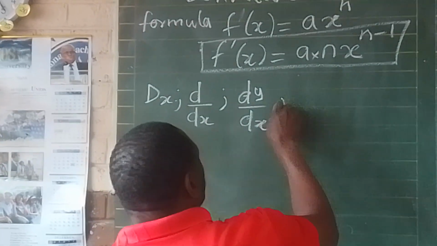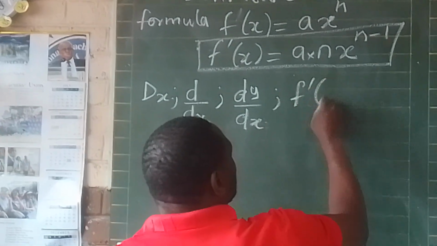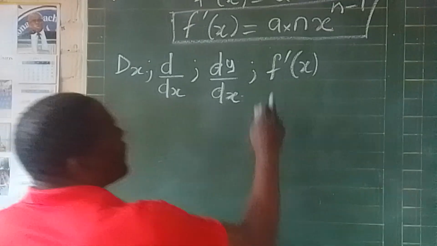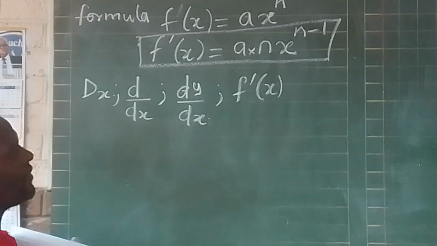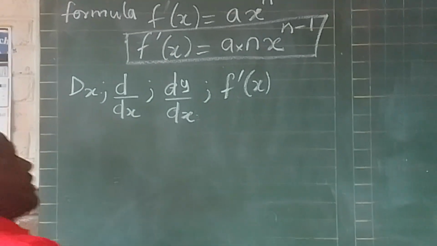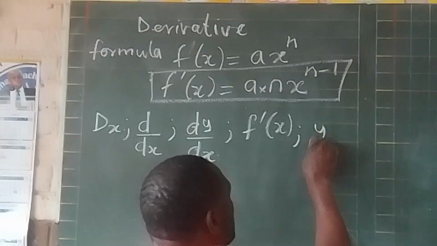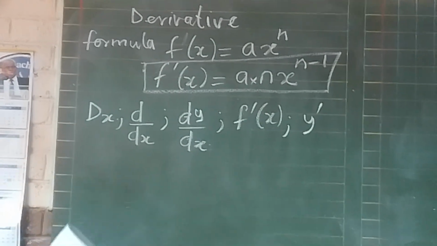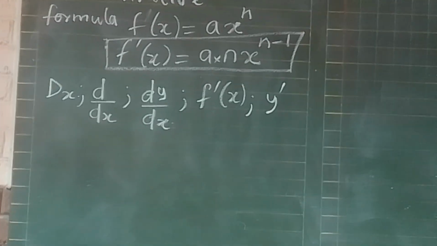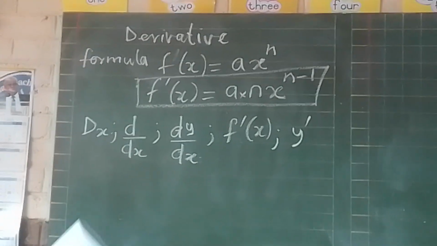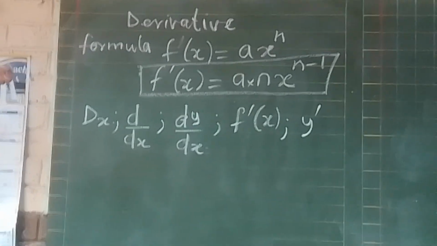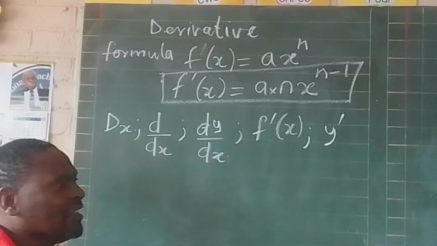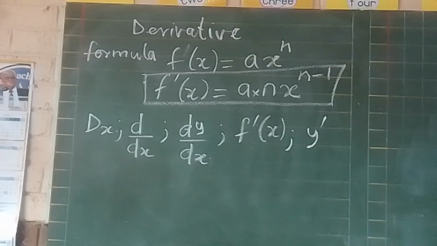Sometimes they will say f dash x. This is still the very same thing, derive. Sometimes they can say y dash. It's all the meaning of the derivative. Now, this derivative states the gradient.